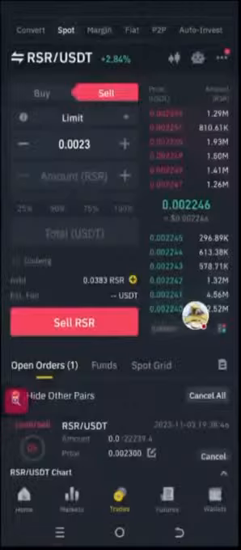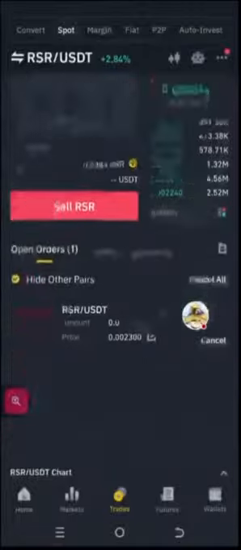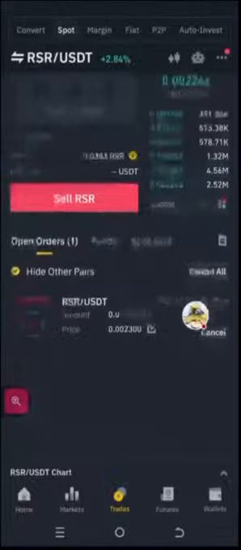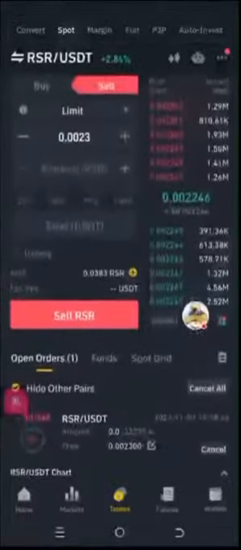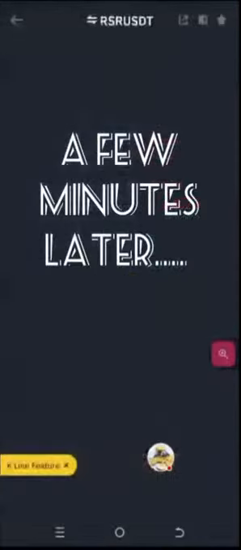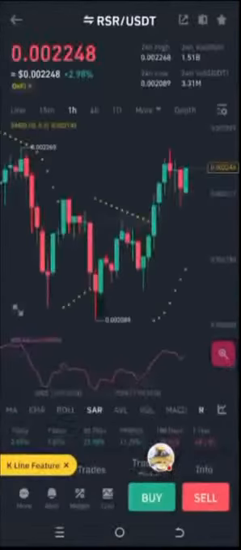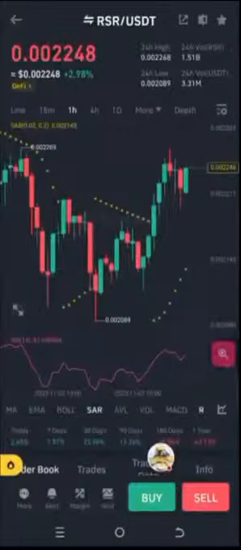Okay? So we've done RSR. RSR is currently in the queue. Let's go over and see how many more we can choose from. Oh, it's going down though. But is it going up? Looks like it's going up.